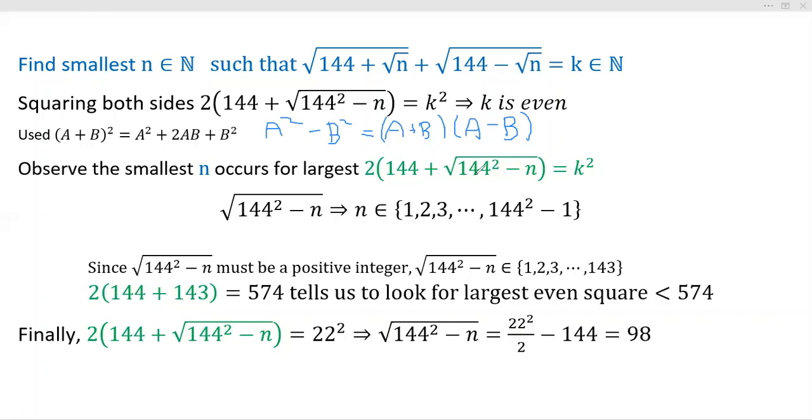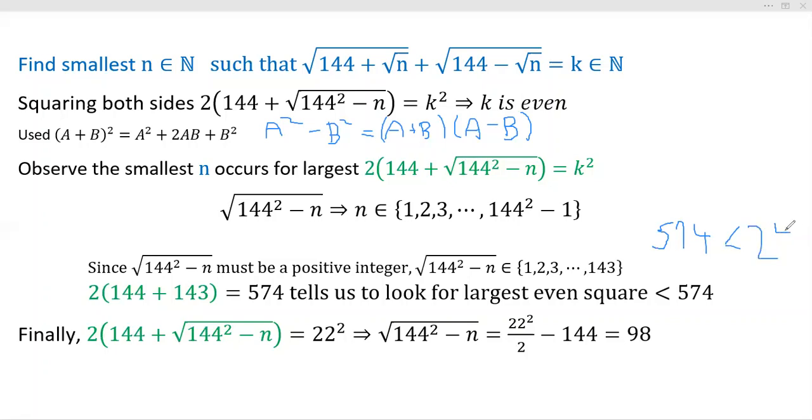And so what we do right here to kind of get a grip on what an upper bound would be is we actually replace this with the largest number of 143 right here. Okay, this 143 that you see right here, this is just to get an upper bound. Now, when you multiply this out, you get 574. And notice right here that 574 is less than 24 squared. 24 squared is 576. So 574 is less than 24 squared.